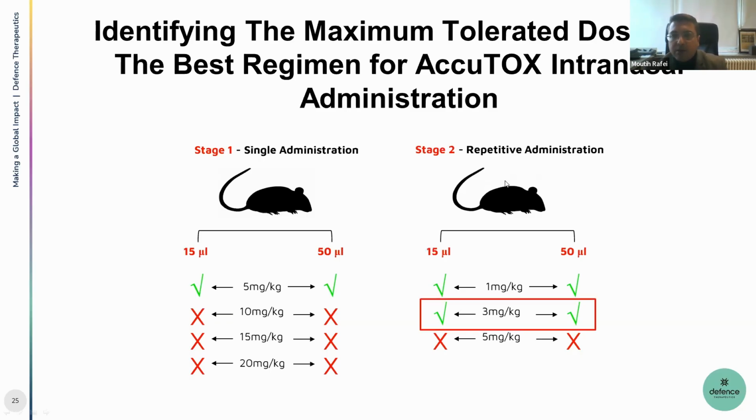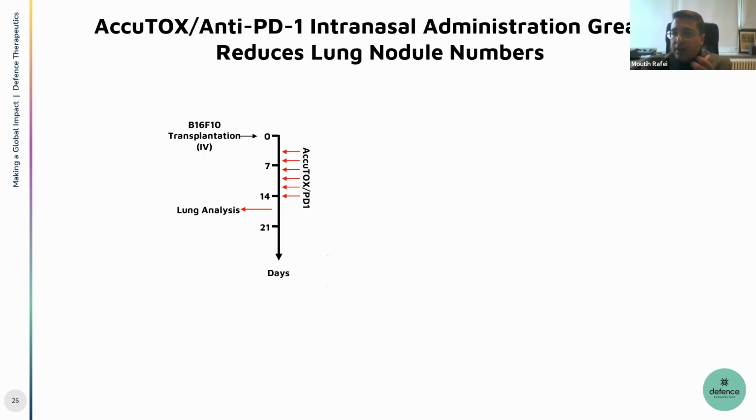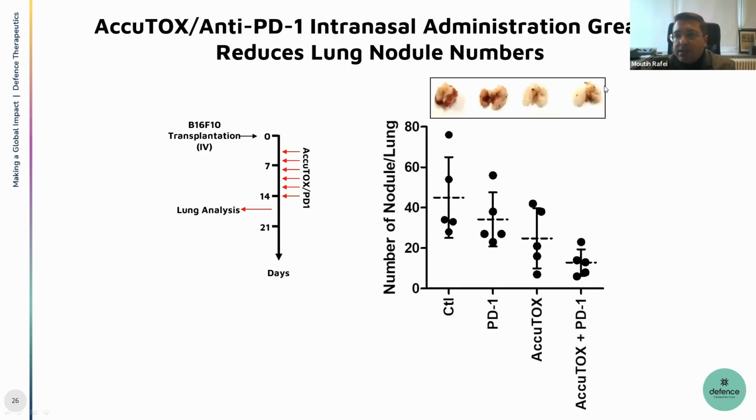So having done that, we then moved on and delivered the AccuTOX intranasally into animals with pre-established lung cancer, and we delivered the immune checkpoint PD-1 along. And as you can see, this is a pictogram of the lungs. The black dots really represent the tumor nodules. And as you can see, if you deliver the AccuTOX with the PD-1, you get a pretty dramatic decrease in the number of nodules in these lung cancers.